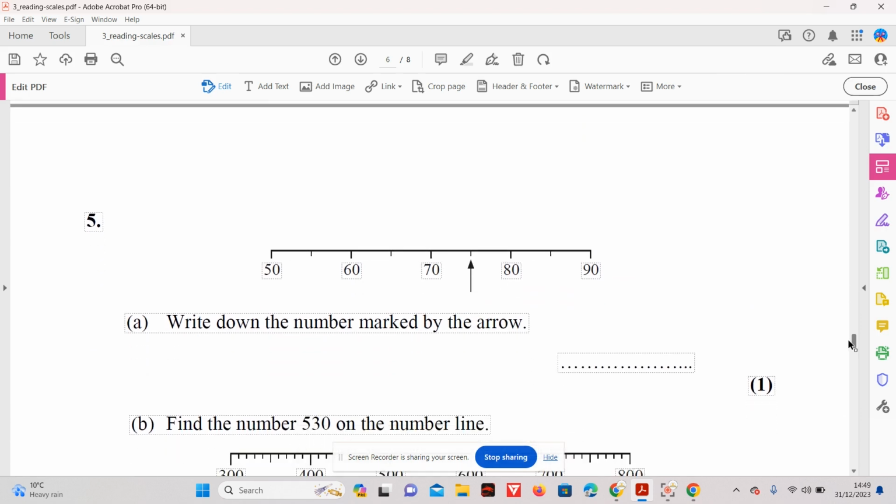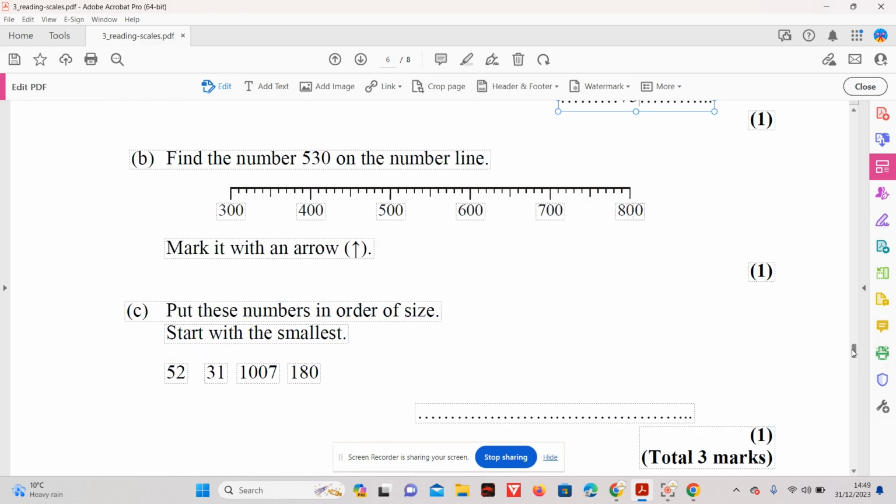Question 5. Write down the number marked by the arrow. So this time there's not any jumps or anything, which makes it a little bit easier. It's just simply a case of knowing what's in between each number. So for example, the number between 50 and 60 is 55. The number between 60 and 70 is 65. So basically, half of between two tens is always a 5 in the middle. So we've got 50, 60, 55, 60, 70, 65, 70 and 80, 75. And the arrow there is actually pointing to 75. So I'm going to put that down, and we're done with that one.